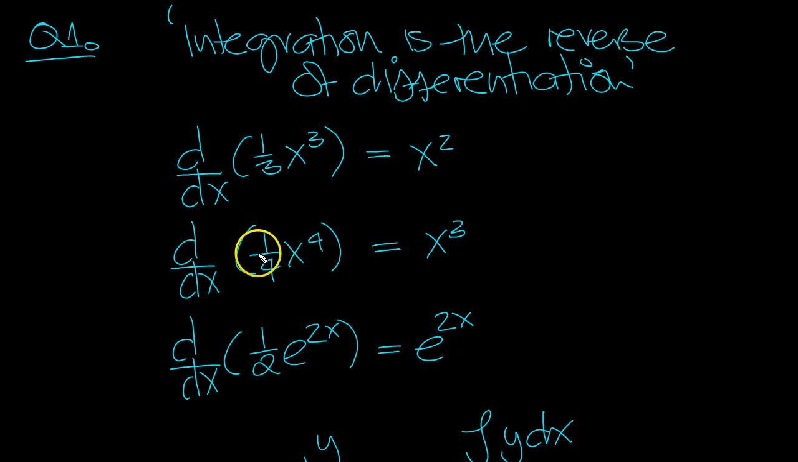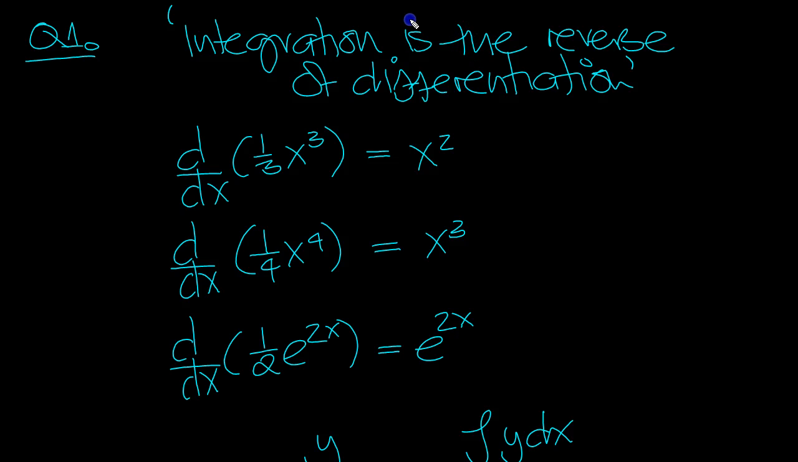Similarly, the 4 comes down, 4 quarters of 1, x to the 1 less, which is 3, and e to the 2x differentiates to e to the something, multiplied by the something differentiated, which is 2. 2 halves of 1, so there's 1 lot here. So you can clearly see that these things differentiate to that.